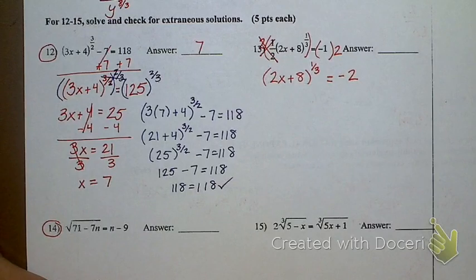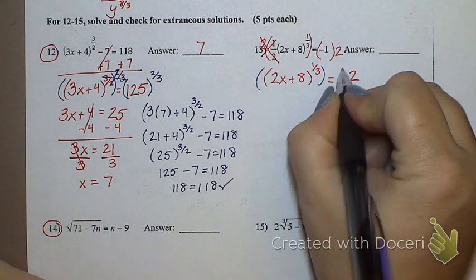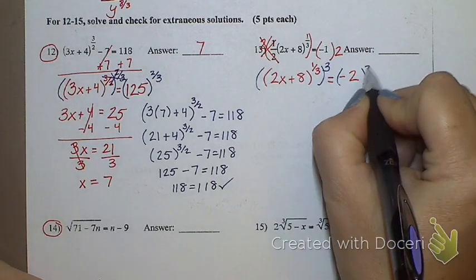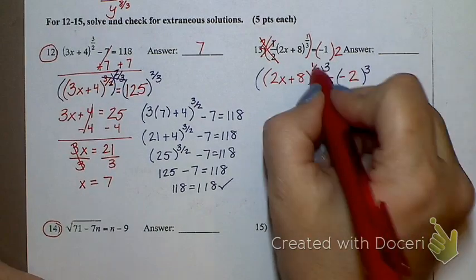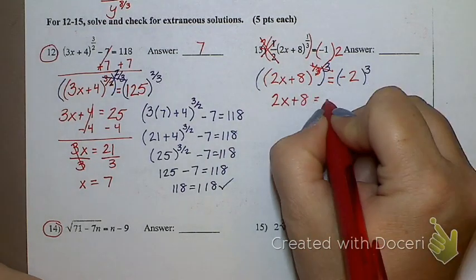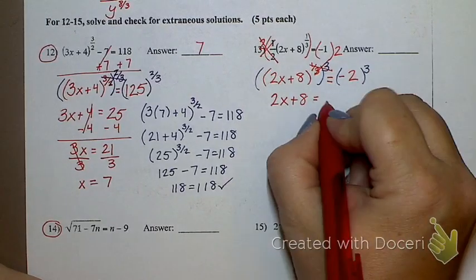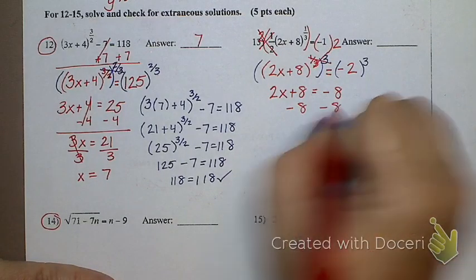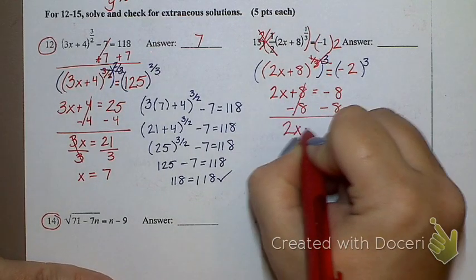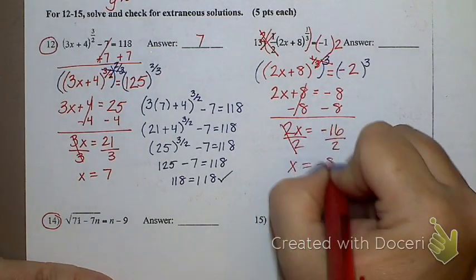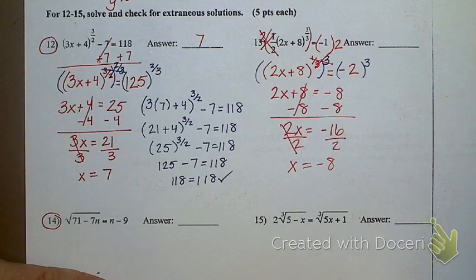Now is the thing with the exponent by itself? Yes. So I'm ready to raise both sides to a power. What am I raising both sides to? The 3/1, which is just the 3rd power, right? That's going to cancel. I have 2x plus 8 equals what? -2 to the 3rd power is what? -8. So now let's see. Subtract 8. 2x equals -16. And x equals -8.